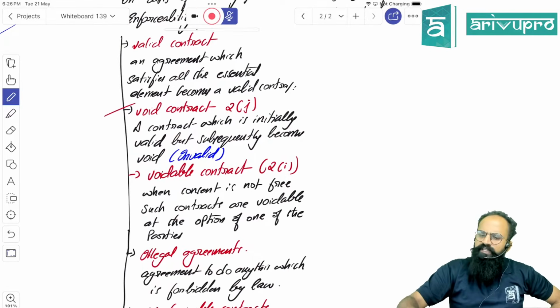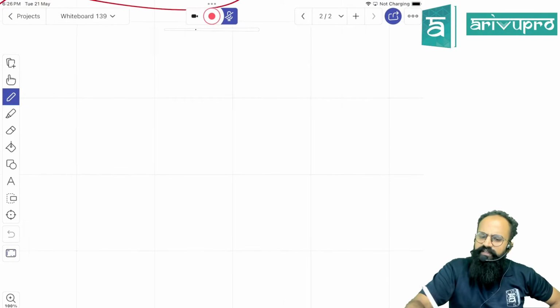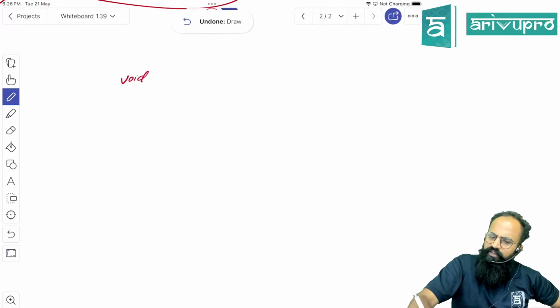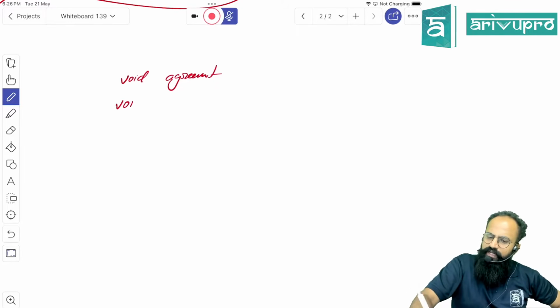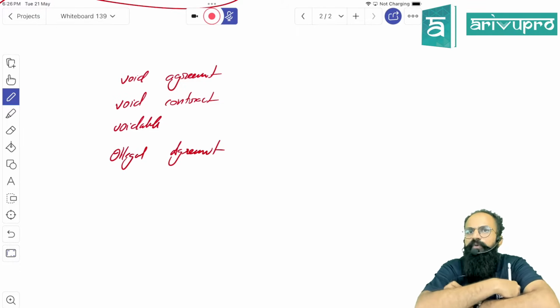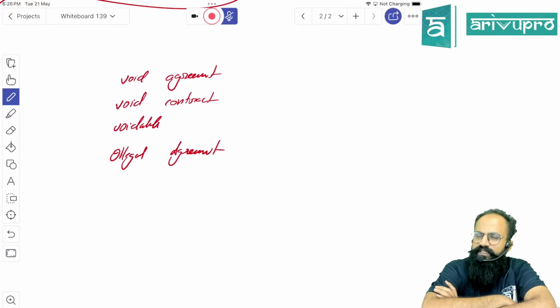Now before you understand a void contract, try to understand these things. There is something called a void agreement. There is something called a void contract. There is something called a voidable contract. And the last one is called an illegal agreement. So you have these four. Generally students get confused between these four. Try to pay attention, try to listen. Now what do you mean by a void agreement?